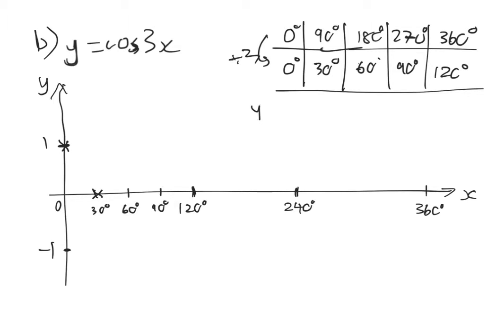Sorry, I forgot to put the y values. Y values should be 1, 0, minus 1, 0, 1. Right? Same as the cosine graph lah. So it drops down like that, goes back up to the top.